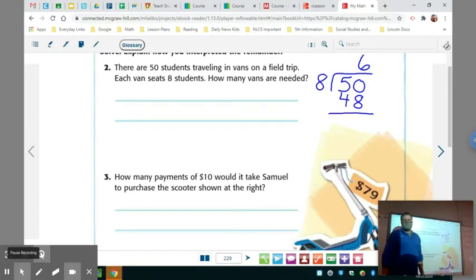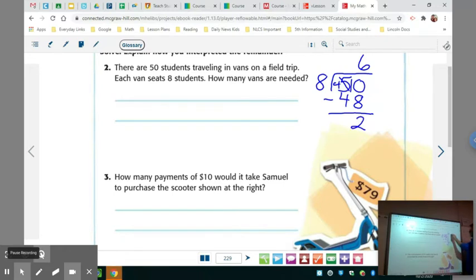So you're going to subtract. Casey, when you get 50 minus 48, what do you get? Think about this. You got to borrow, makes this a 4, makes this a 10. What's 10 minus 8? 2. Nothing to bring down. So we have a 6 remainder of 2.